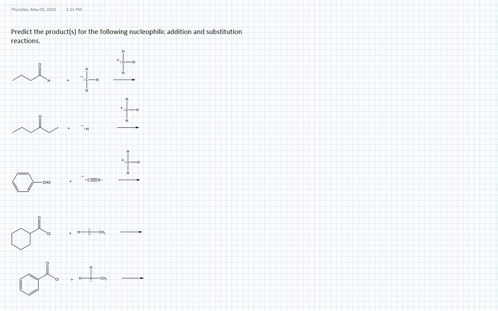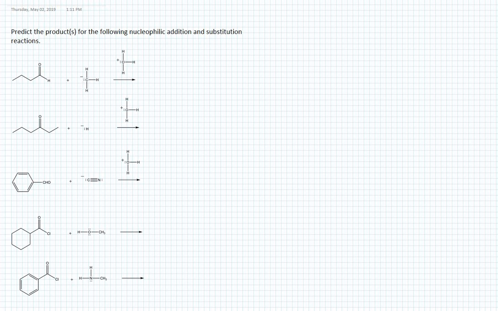So, in the first one, we have here an aldehyde, and here we have a carbanion, and then here we have hydronium ion. So basically we can predict the reaction here since we have an aldehyde, and we know that aldehydes and ketones undergo nucleophilic addition reactions. Our nucleophile here is this methyl anion, methyl carbanion.